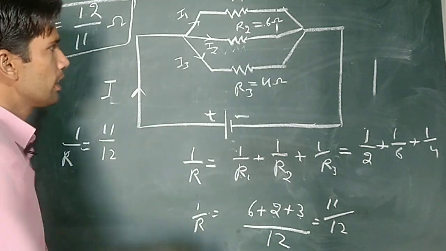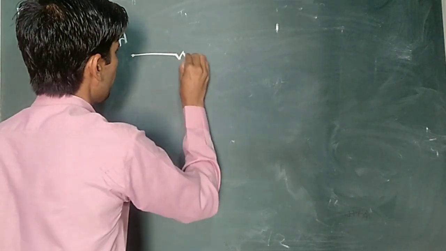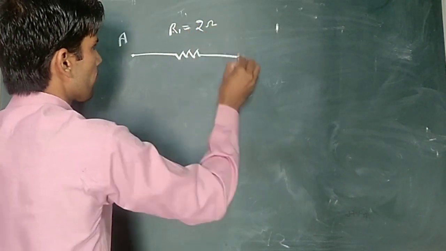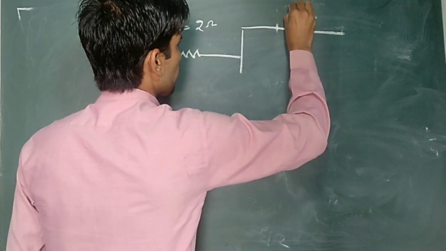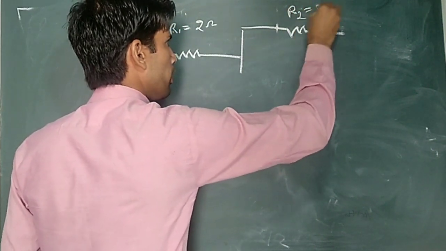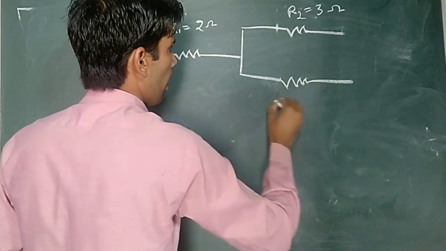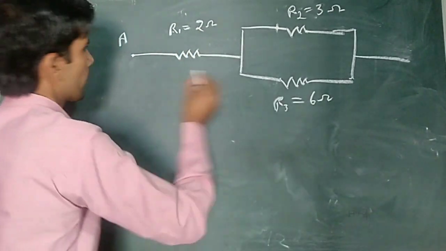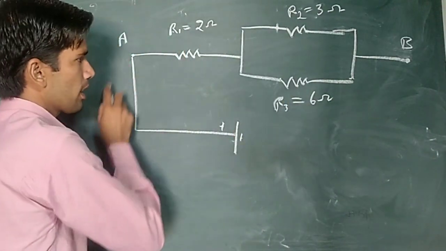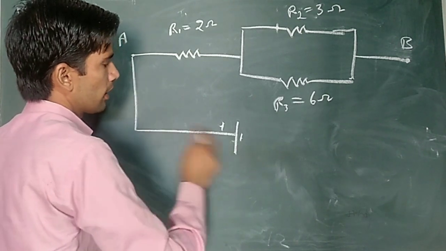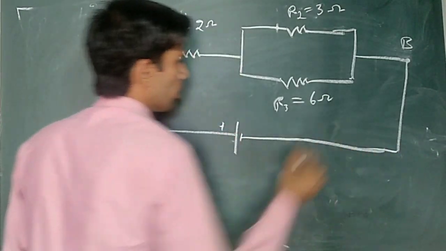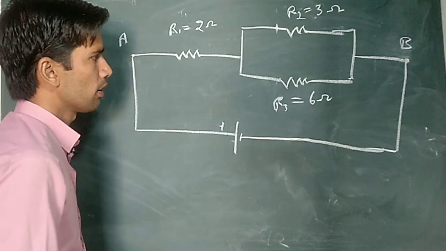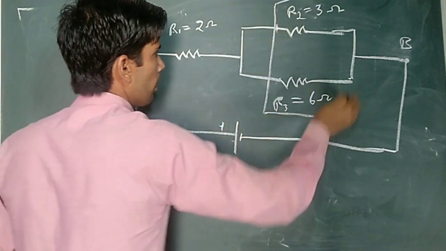I take another example. Let this be point A and here a resistance R1 which is equal to 2 ohm, R2 which is equal to 3 ohm, and R3 which is equal to 6 ohm. And this is point B. An external source of energy is connected across the terminals A and B. Now here R2 and R3 are in parallel combination.